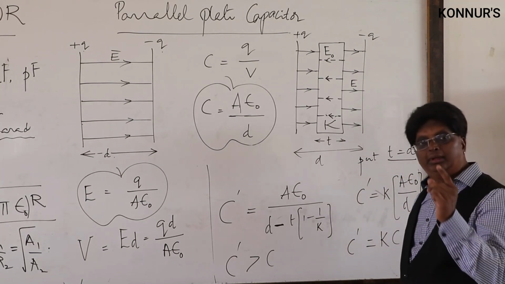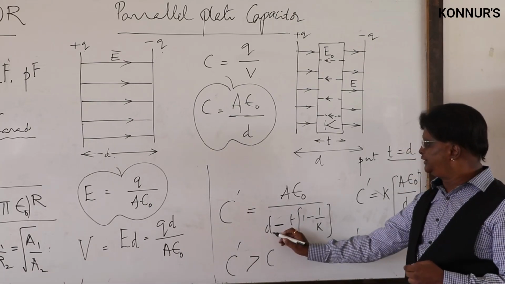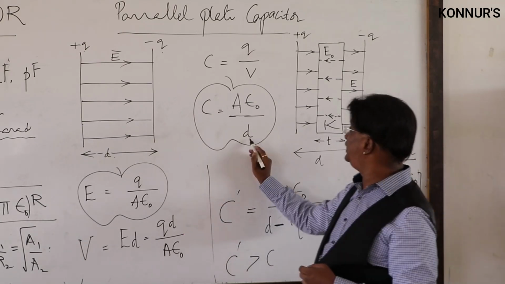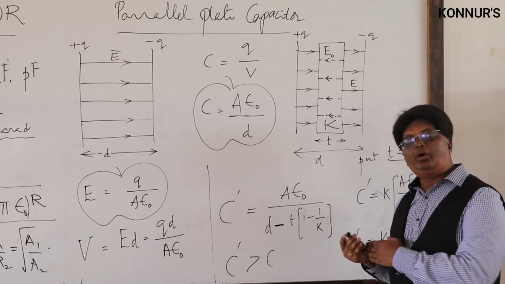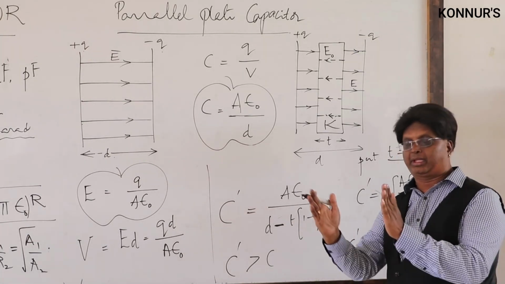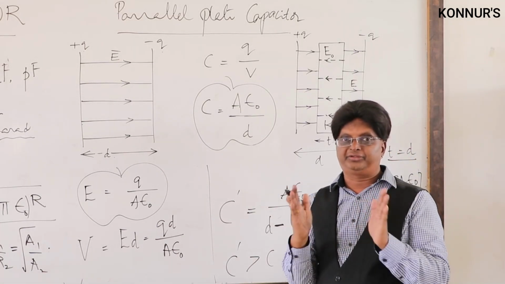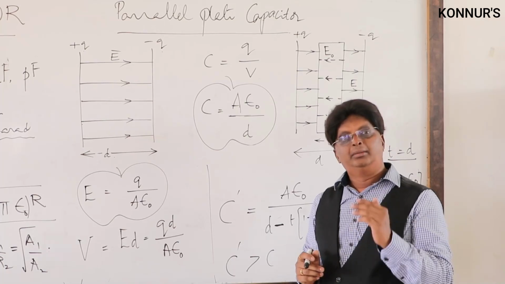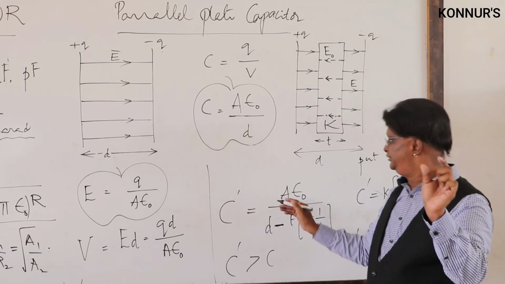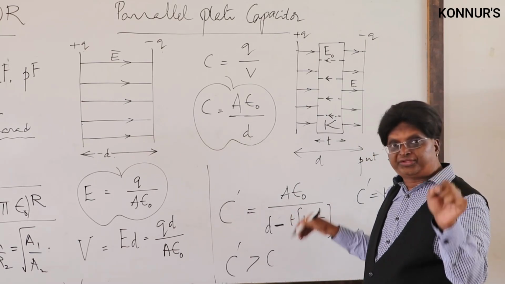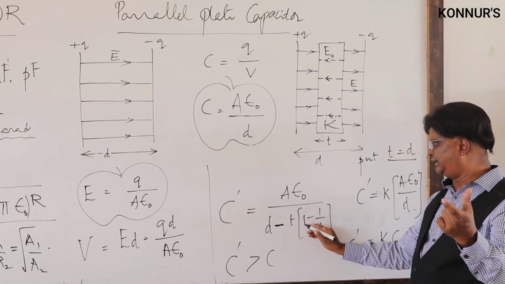Now, an important thing that we can observe from this expression is the denominator term. Earlier it was A epsilon naught by D, but here it is D minus. What does it mean? It does not mean that the capacitor plates are coming closer, never. I have repeated the statement. Rather, we will definitely say the effective distance between the plates has decreased. What is the factor by which it decreased? You will find it here: T into 1 minus 1 by K.